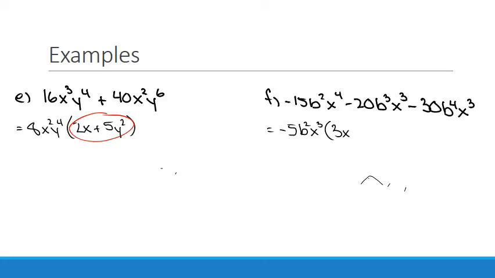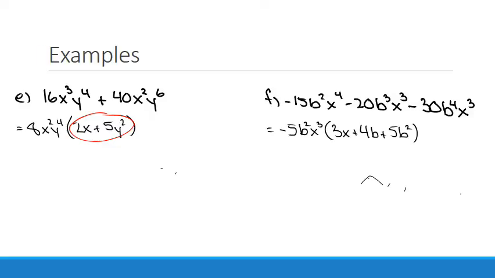Positive 20 divided by positive 5 is plus 4. B cubed divided by b squared. So 3 minus 2 is 1, so b to the first power, or just b. X cubed divided by x cubed, just 1, I won't write it. Negative 30 divided by negative 5 is plus 5. B to the fourth divided by b squared is b squared. Then x cubed divided by x cubed is 1. So there we go. Again, I could check it if I wish through multiplication.